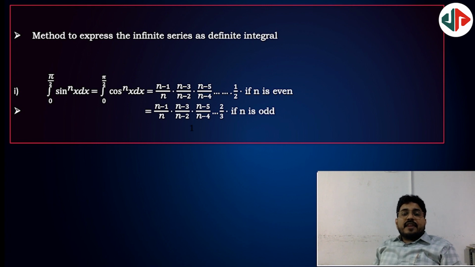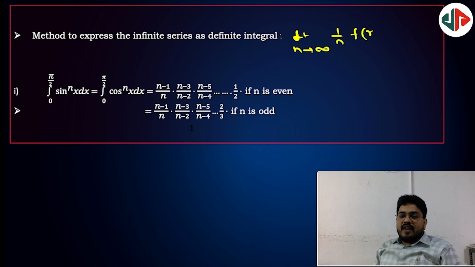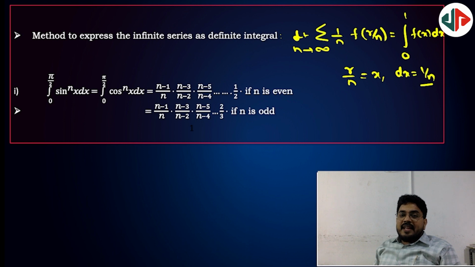Now here, the method of expressing an infinite series as a definite integral. What is this? Limit n tending to infinity of 1 by n, f of r by n. This value will be equal to integral 0 to 1 f of x dx. So what will happen now? This r by n is equal to x. As r is equal to 1, 2, 3, the change in x will be equal to 1 by n. Here r is equal to 1 to n.